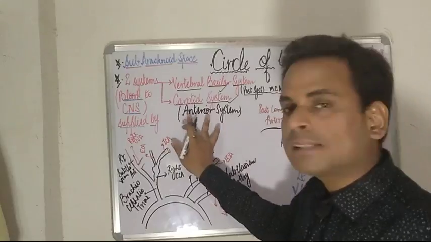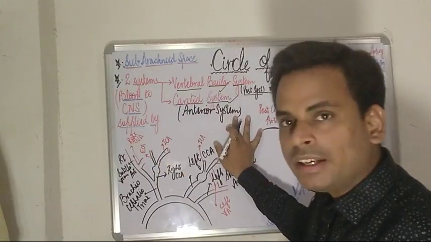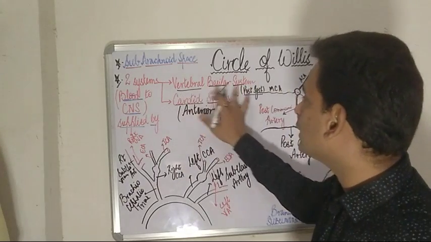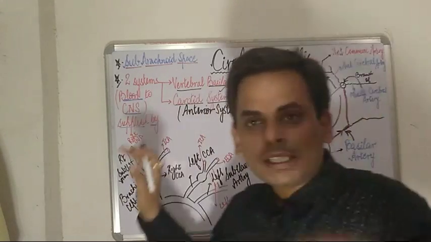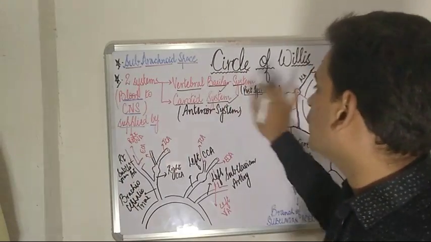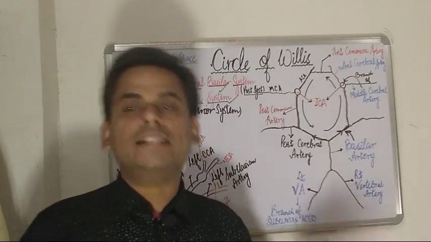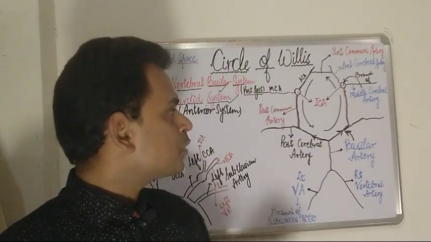So the carotid system, since it is supplying the anterior portion of the brain, is called the anterior system also, and since the vertebral basilar system is supplying the posterior part of the brain, it is called the posterior system as well. So students, beginning with what actually the circle of Willis is.